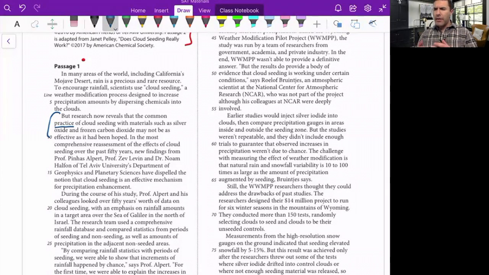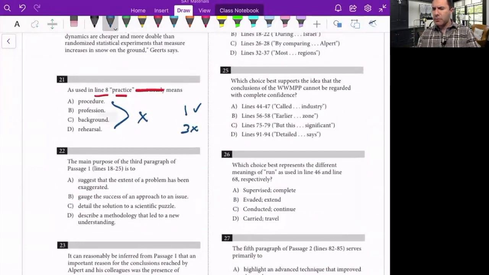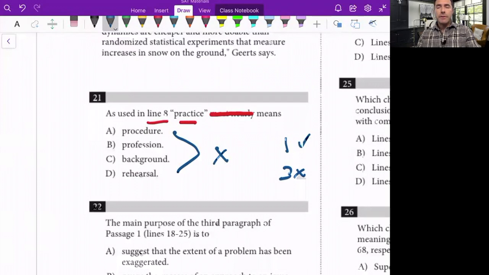All right, so that the common blank of cloud seeding, I think something like maybe activity. So let's go see if something like the word activity would match. A procedure, common procedure, that's close to activity. Profession, that's like a job activity. Background, that's not going to work. And rehearsal won't work either. So the answer has to be procedure. And you'll notice that we're able to utilize this method very easily, and therefore allow students to have a much higher percentage chance of getting the answers right when they do see them.